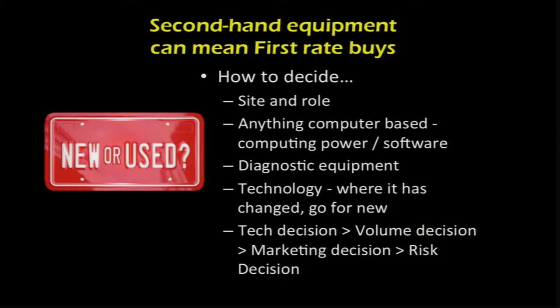Are you going to use that machine for marketing? For example, our anterior segment colleagues use the femto cataract for a marketing purpose. So obviously, things that you are going to use for marketing as your USP cannot be second-hand. You have to have them new.